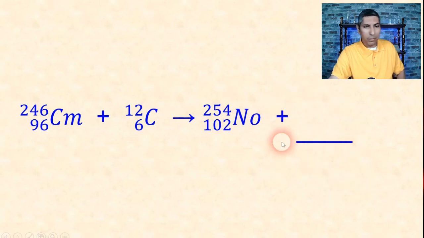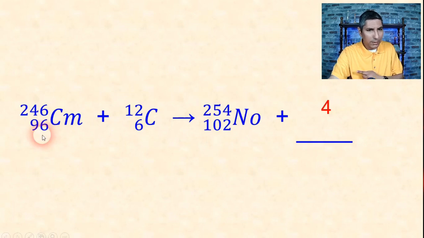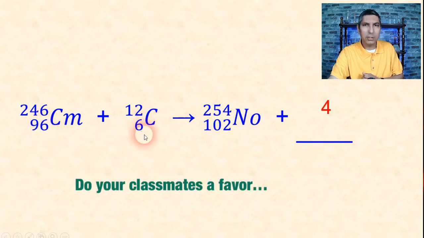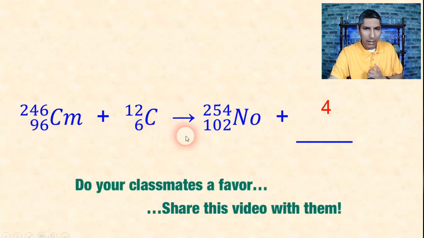So it's the same process, same concept here. On the left side on top, we have 246 plus 12. So that's 258. And on the right side on top, we have 254. So 258 minus 254 is 4 on top, isn't it? So we'll put the 4 there on top. Now on the bottom, on the left side, we have 96 plus 6, which is 102. And on the right side on the bottom, we also have 102.